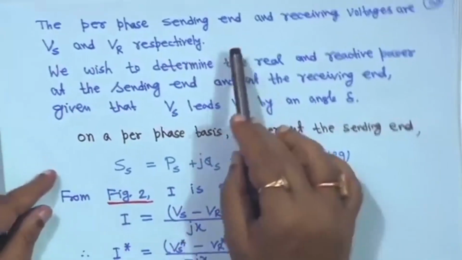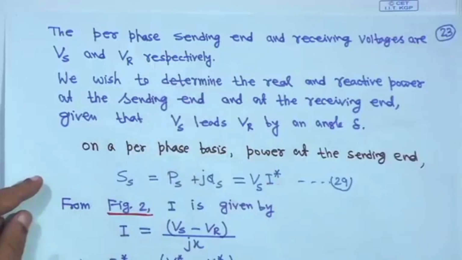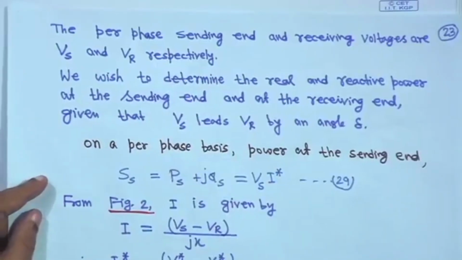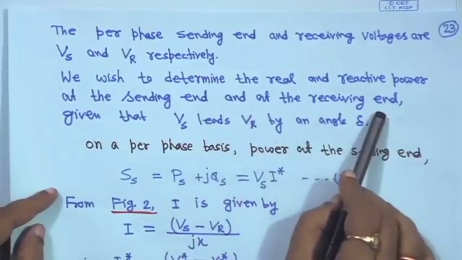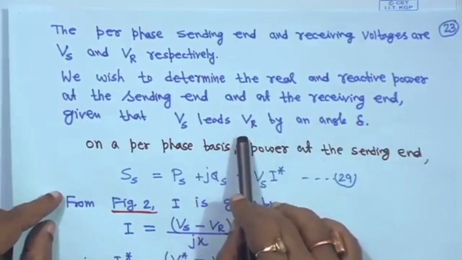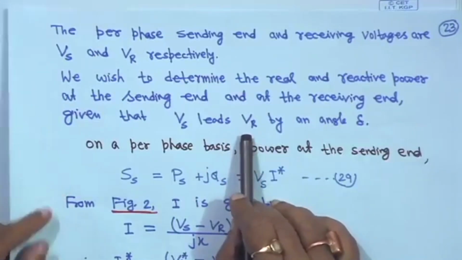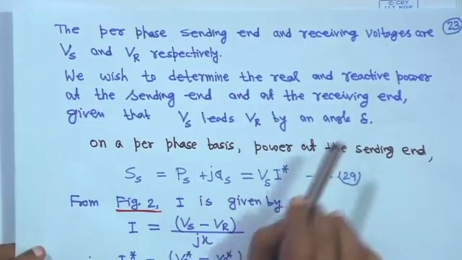So, the per phase sending end and receiving end voltages are V s and V r respectively. We wish to determine the real and reactive power at the sending end and at the receiving end, given that V s leads V r by an angle delta. This condition we have pre-assumed: V s, the sending end voltage, leads the receiving end voltage by an angle delta.